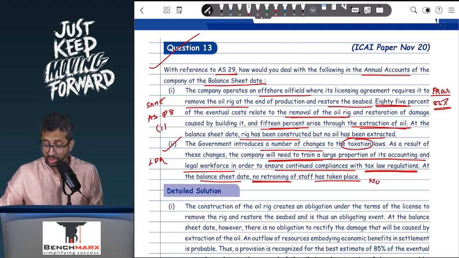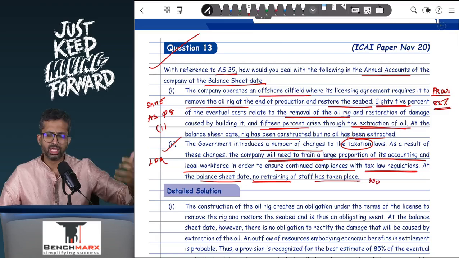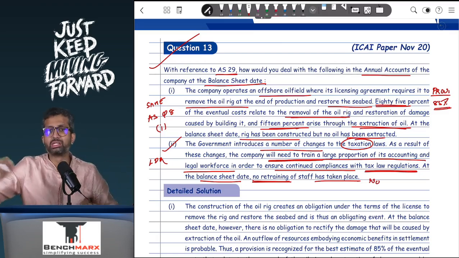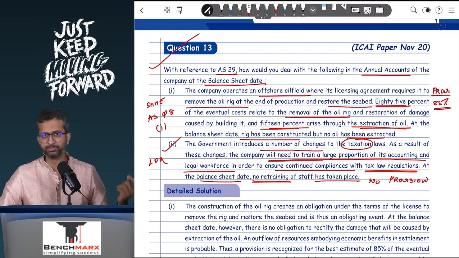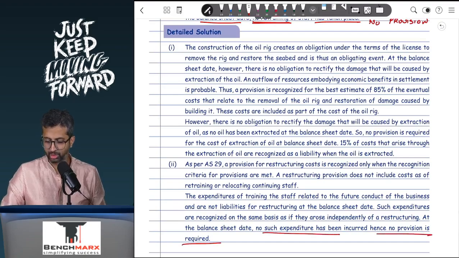Some students say, sir, this is provision for restructuring closure. No. There is no closure, reorganization, restructuring. In any case, this is not linked to closure. This is linked to continuance and hence this will not be a part of the provision. There will be no provision needed since there is no obligation to retrain as of now. So over here, no expenditure is incurred, so no provision is required.